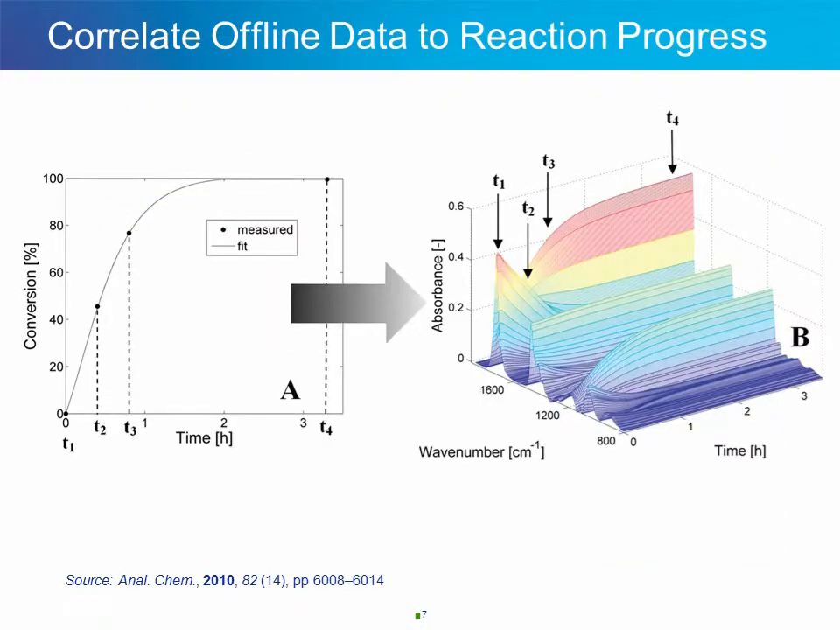FTIR spectra and acid value, as offline data determined by titration, were correlated to reaction progress. A process curve is shown on the left, derived from the measured offline titration data, and then fit to the real-time infrared data.